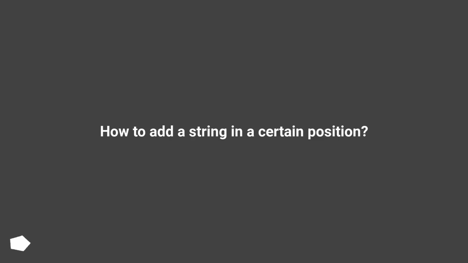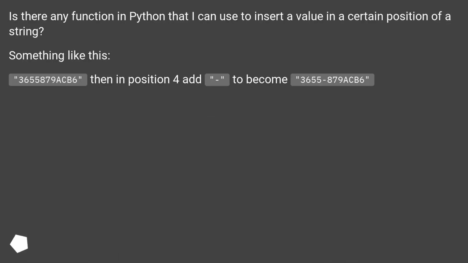How to add a string in a certain position. Is there any function in Python that I can use to insert a value in a certain position of a string? Something like this: 3655879x6, then in position 4 add a comma, to become 3655,879x6.